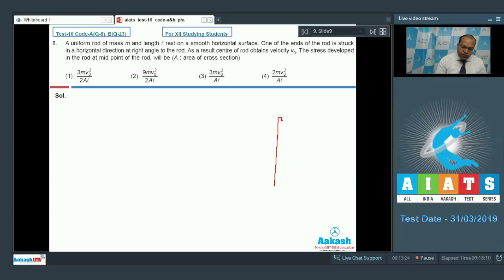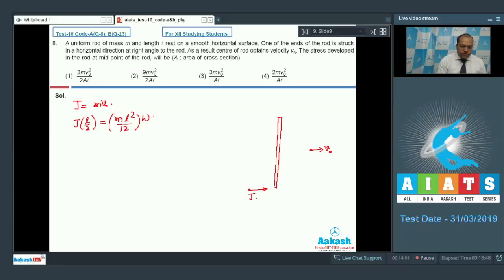Suppose this is a uniform rod of mass m and length L. An impulse J is provided to this end as given in the question. Then if v0 is the velocity acquired by the center of mass immediately after the impulse, I can write J = m v0. And if I write the equation of angular momentum about the center of mass, then J into L by 2 is equal to m L²/12 into ω.